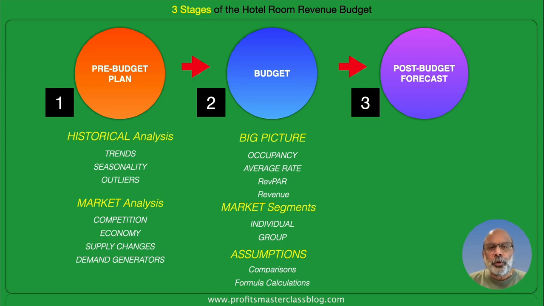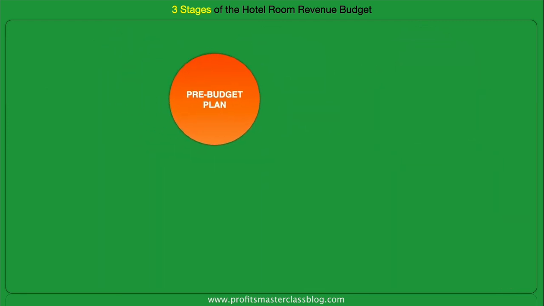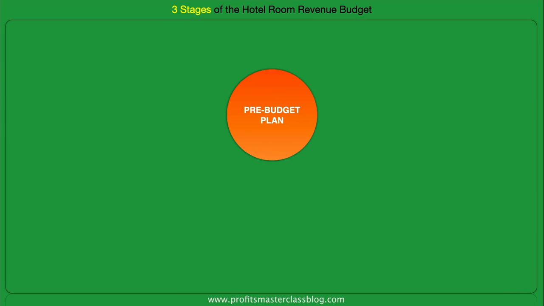Stage 3 is about the post-budget forecast. It begins with the monthly profit and loss statement, which addresses revenue, profit, and a powerful analytical tool called variance analysis. Then you have the yearly forecasting, which gives you a full year picture of your budget, and that includes course correction, market changes, supply changes. Let's take a look at each of the 3 stages briefly.